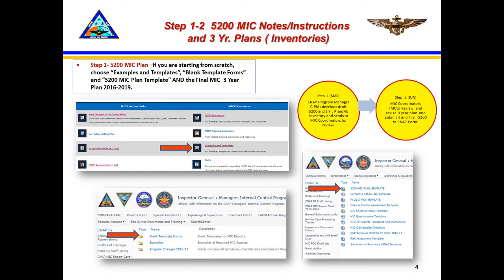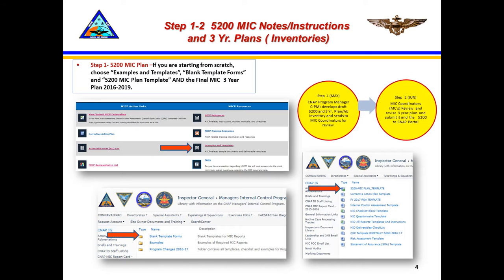So to walk through the first couple of steps of the process, it's pretty easy and pretty quick. Right around the May time frame, I develop a draft 5200 that has all of the AUs in it, and then I also have a draft 3-year plan. Prior to my sending that out, I'll have talked to the Chief of Staff to determine what the command's focus is for the year, and those will be included in the mandatory sub-AUs that I send out to everyone.